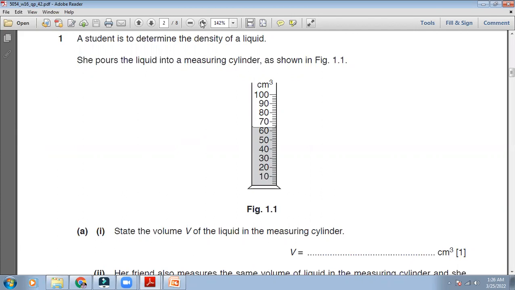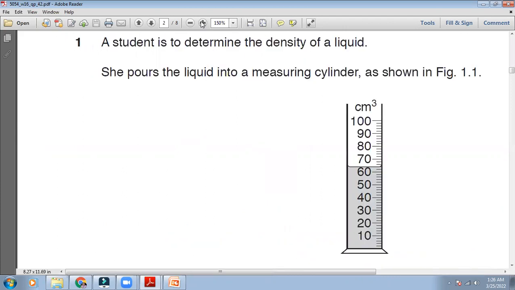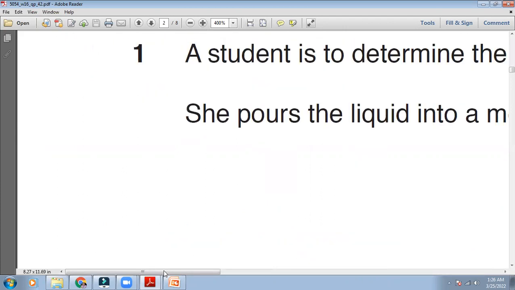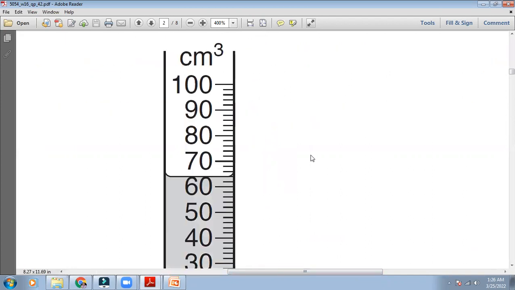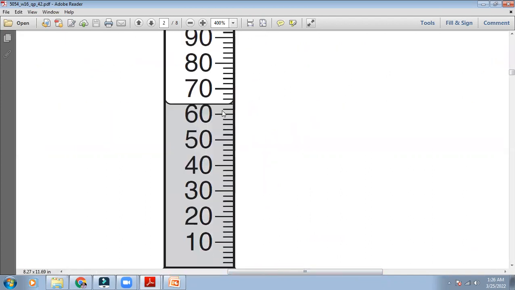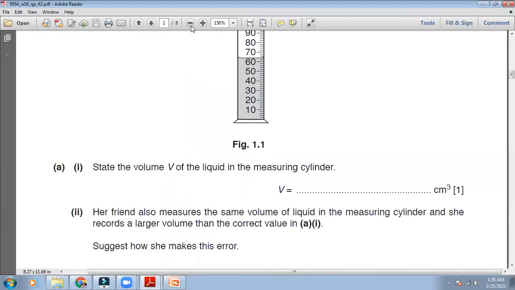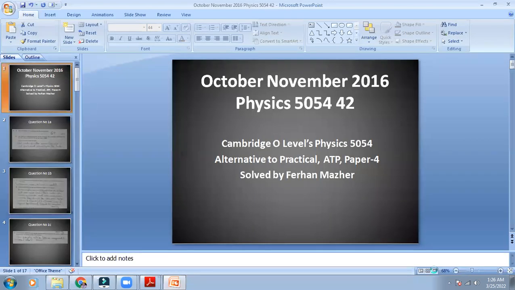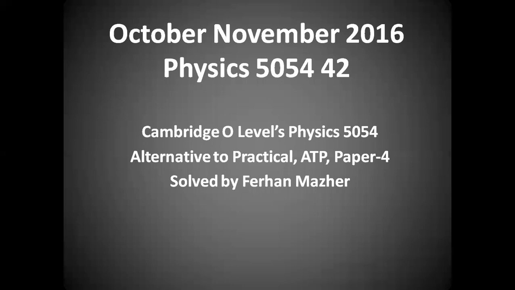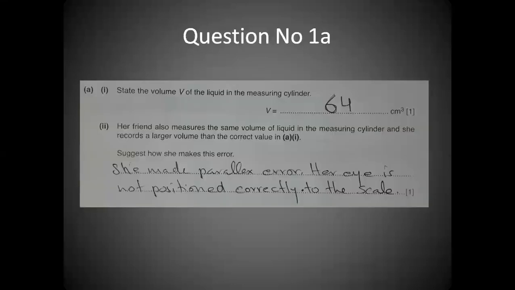So if I increase the size of this, you can see it more clearly. You'll see here the 60, 62, 64, 66, 68, and 70. So the reading is 64 centimeter cube. Let me show you. So the reading is 64 centimeter cube.